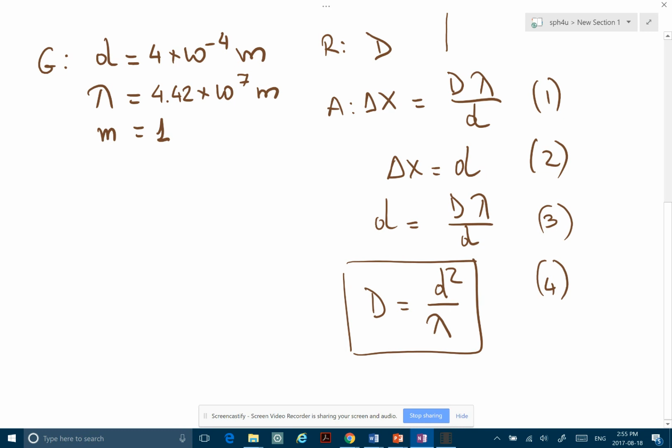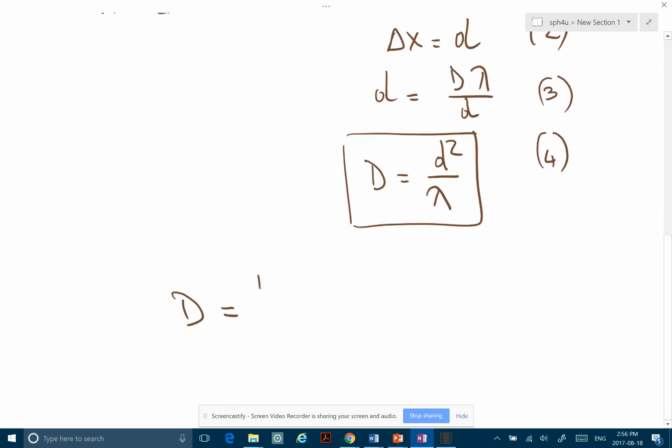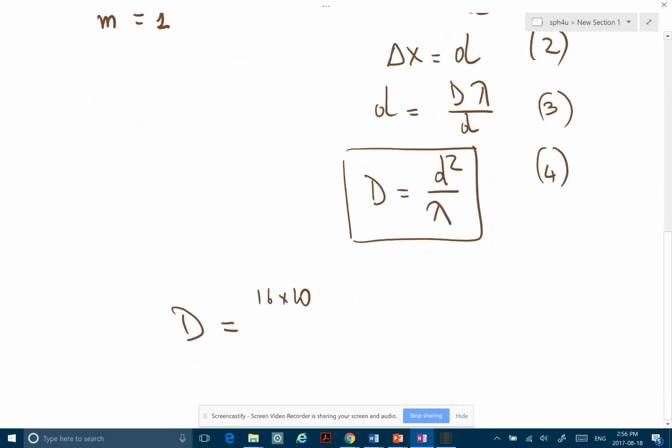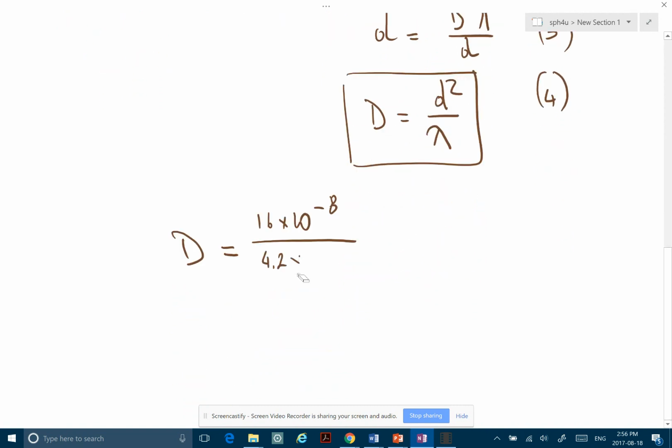So the distance between the slits and the screen will be d squared over lambda. We can find D to be 4 times 10 to the power of -4, squared, which is 16 times 10 to the power of -8, over 4.42 times 10 to the power of -7. So D is approximately 16 divided by 4.42 times 10 to the power of -1, so it's 0.36 meters.